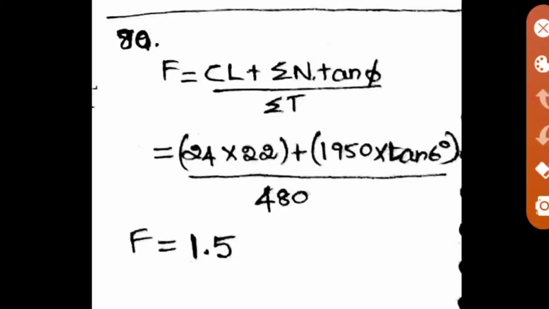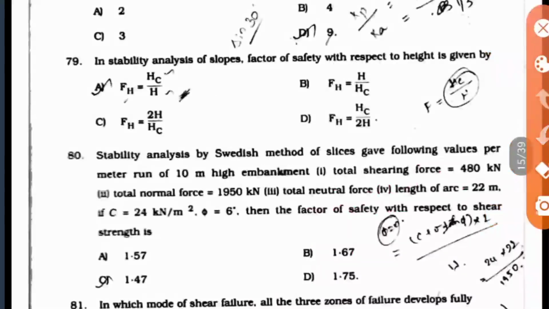In the theory, we saw how the slip occurs, that is how the failure occurs, and what the reactions are there. That alone we saw in our lecture. But here this formula is asked in this question, so knowing this is also good. When you substitute all the values, you will get the answer as 1.5. So you can go for option C, 1.47, which is nearer to 1.5.